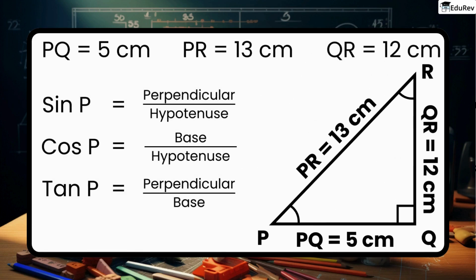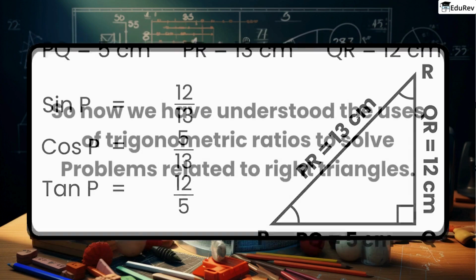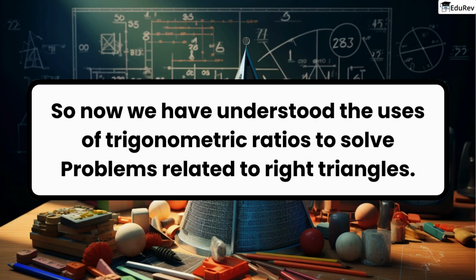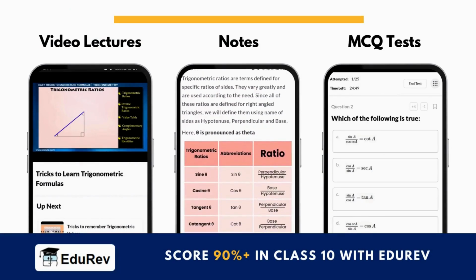After finding these values, we simply write the values of trigonometric ratios. We get sin P equals 12 upon 13. Cos P equals 5 upon 13. Tan P equals 12 upon 5. So now we have understood the uses of trigonometric ratios to solve problems related to right triangles. We hope that you have understood the concept of trigonometry.